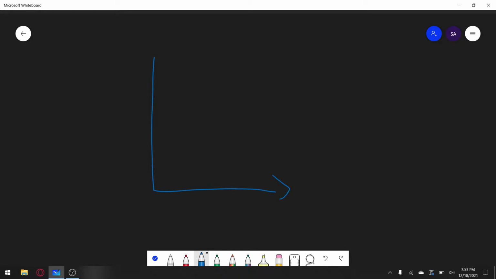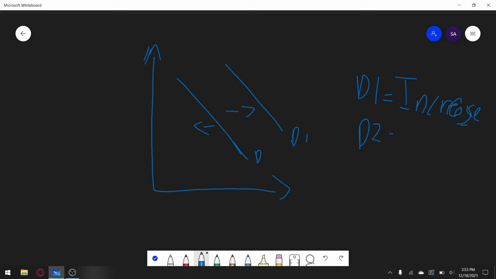In a graph, we call that a shift in demand. So if demand is over here, the demand curve can either shift to the right or to the left. If it shifts to the right, that would indicate an increase in demand, so D1 is equal to increase, and D2, which is over here, would be a decrease.